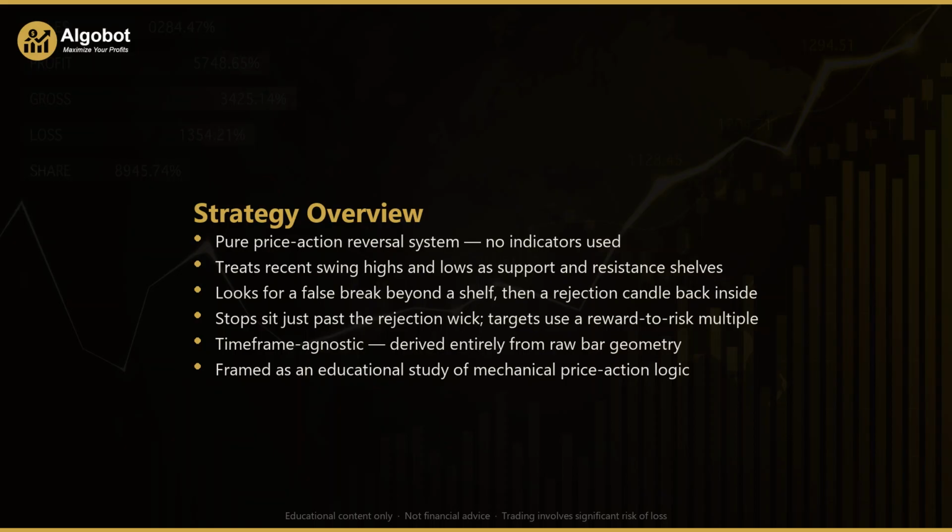Because everything is derived from candle geometry, the strategy is timeframe agnostic. It can be applied to whatever chart time frame is selected, and it can be studied across forex pairs, indices, or metals. The default settings use a swing lookback of 3 bars on each side, a reward-to-risk ratio of 2, a wick ratio of 1/2, a stop buffer of 15% of the signal candle's range, and a fixed lot size of 1/10.